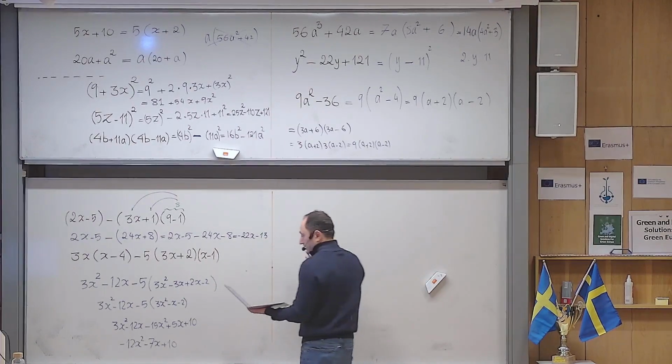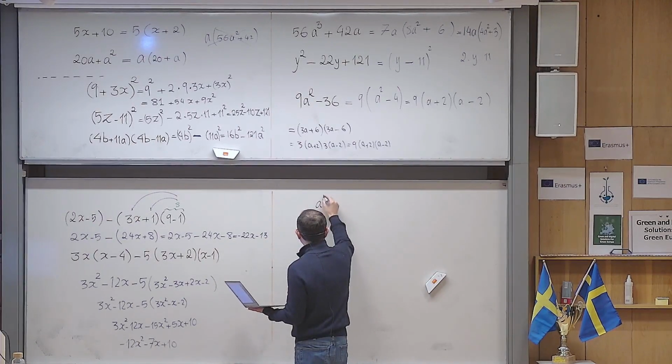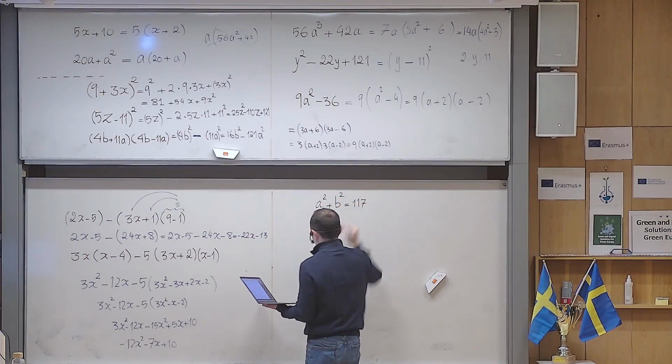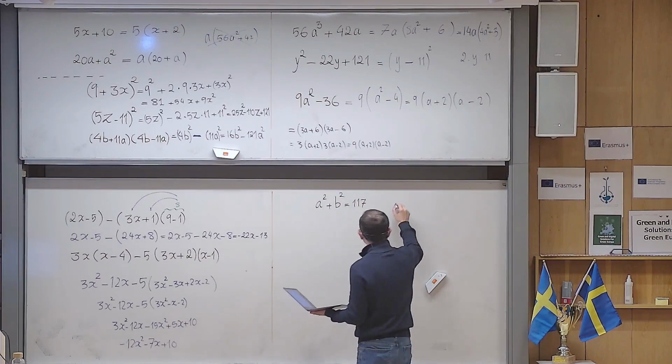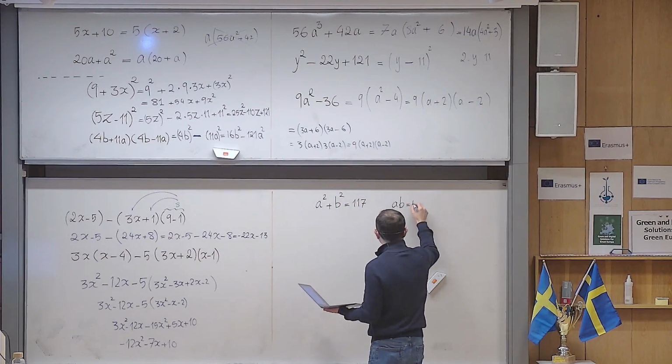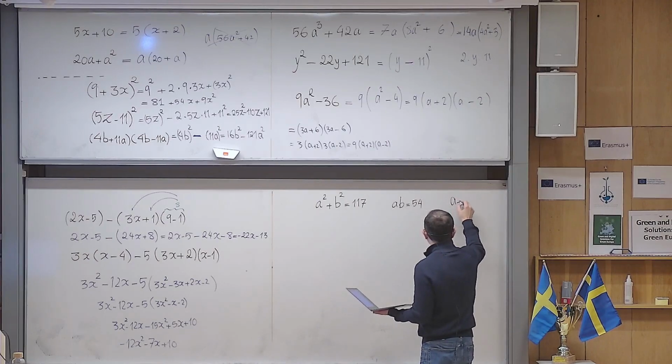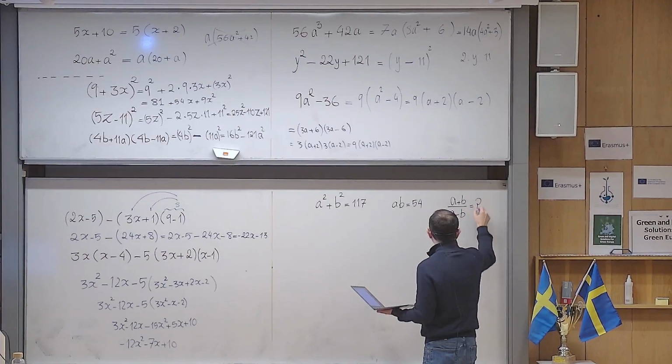Given that we know that a squared plus b squared is 117, we also know that the product ab is 54. And then we want to know what (a plus b) over (a minus b) is.